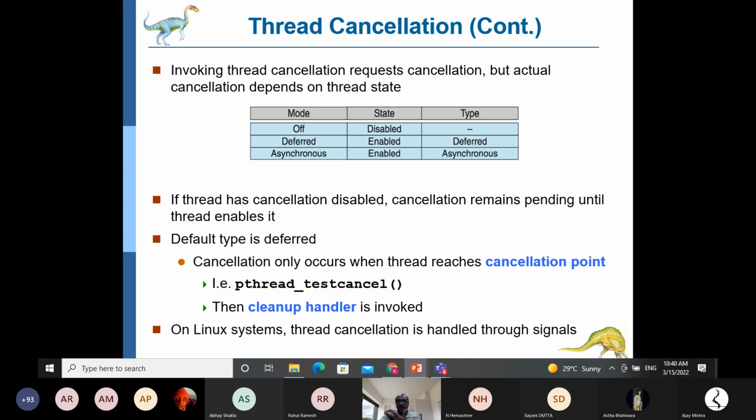If the thread is involved with shared data manipulations, at that time, if you terminate the thread, if you cancel the thread in an asynchronous way, like immediately, then you have problems. In the case of Linux systems, this thread cancellation will be handled through signals. For example, whenever you are executing this particular function, it will send a kind of signal, and then the appropriate signal handler will take care of that, based on the type of the cancellation, which is a deferred mode or an asynchronous mode.